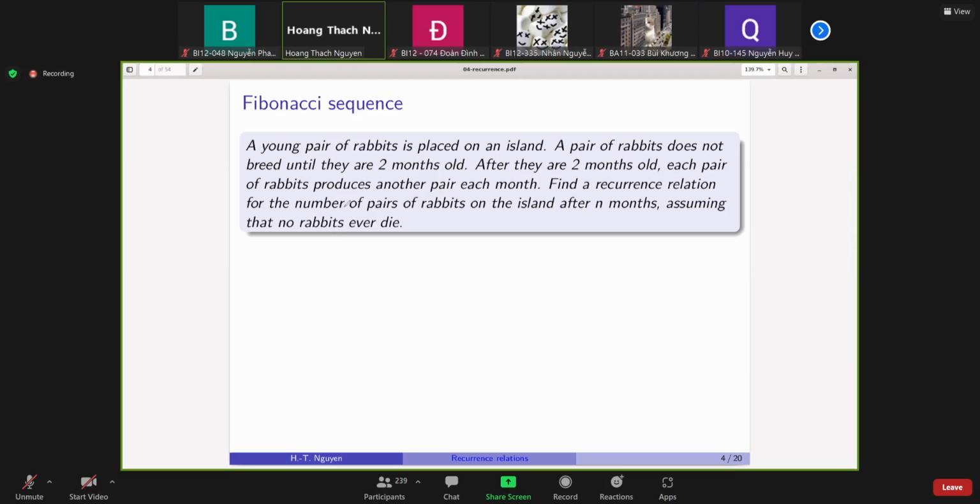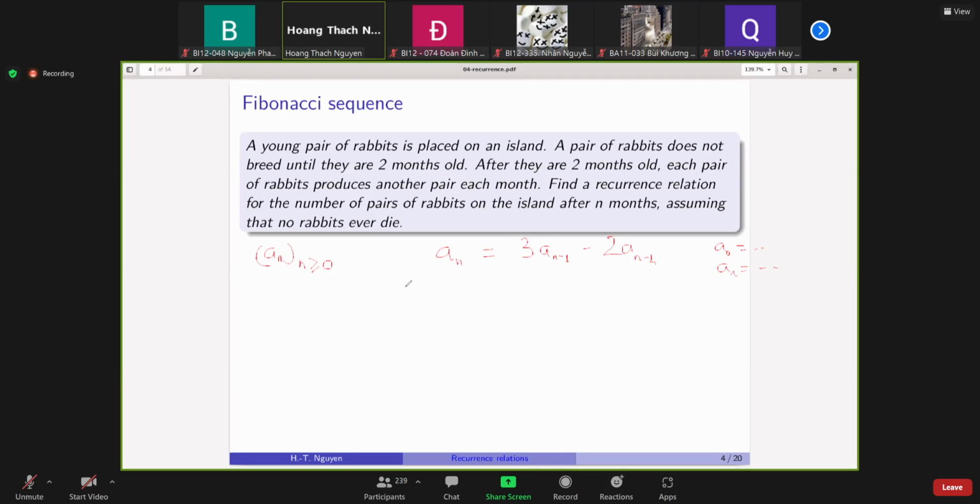Let's consider another relation. Let's say we have a sequence a_n, where n is non-negative, defined by the relation a_n is equal to 3a_{n-1} minus 2a_{n-2}, with some initial conditions, with a_0 equal to some value and a_1 equal to some value.